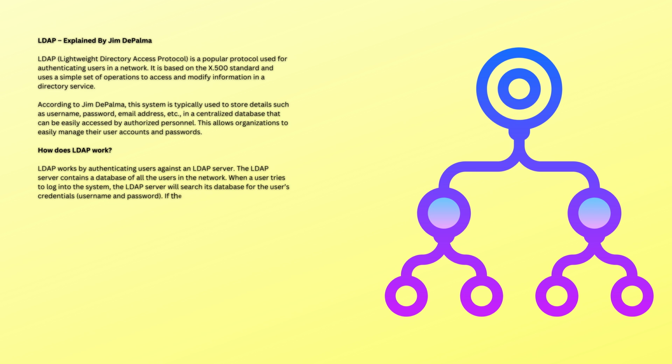How does LDAP work? LDAP works by authenticating users against an LDAP server. The LDAP server contains a database of all the users in the network. When a user tries to log into the system, the LDAP server will search its database for the user's credentials, username and password. If the credentials are found and match the ones in the database, the user will be granted access to the system.